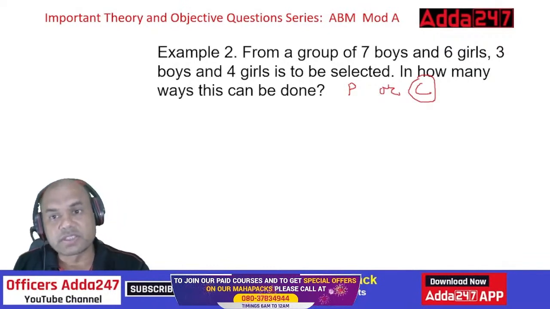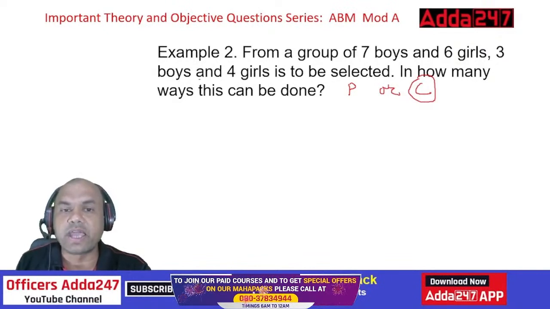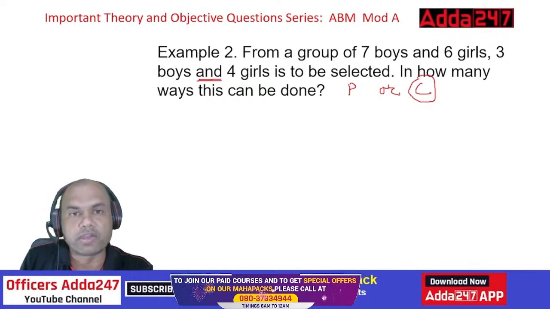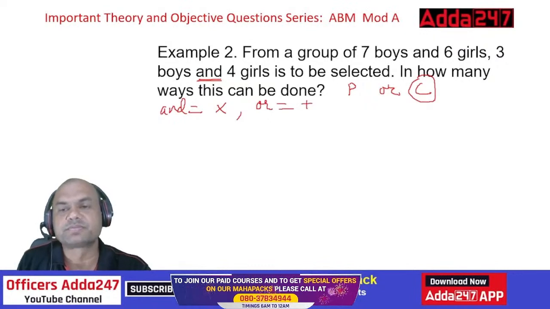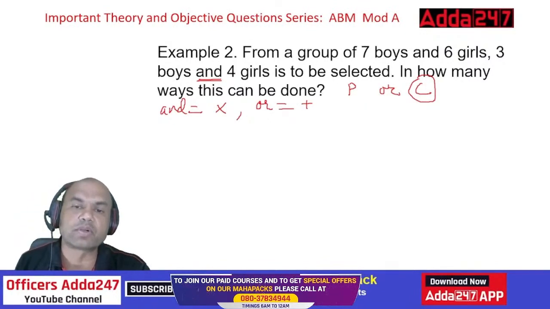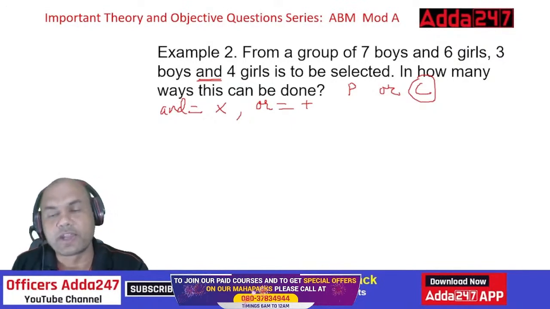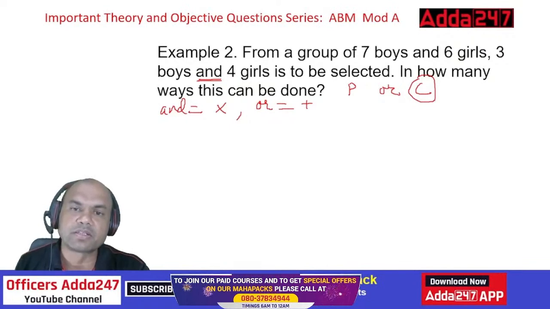So what is given here? Boys and girls, 2 things are there, and we have to select 3 boys and 4 girls. Whenever you have "and" in probability, always remember, "and" always equals multiply. And if you have "or", "or" always equals plus. If it had been given as 3 boys or 4 girls, then it would have been plus. But it's given as "and", so 3 boys and 4 girls. So that is multiplication.